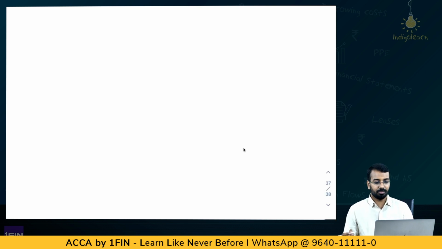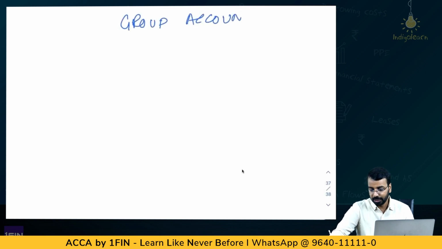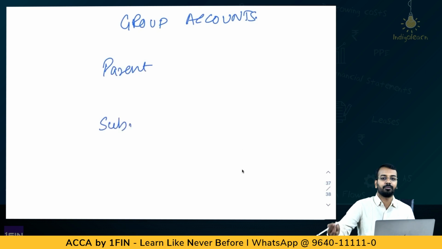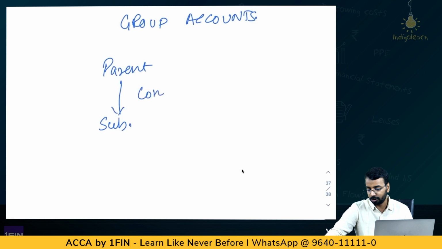Now we move on to the threatening aspects where there is some kind of confusion, questions can be longer and adjustments can be missed out. We will move on to group accounts, largely focusing first on parent and subsidiary, and subsequently we will take up associates and the equity method of accounting. Now when we say group accounts, there is a parent and there is a subsidiary. There can be more than one subsidiary also. Normally when the parent controls another entity, then we say the other entity is the subsidiary and the first entity is the parent.